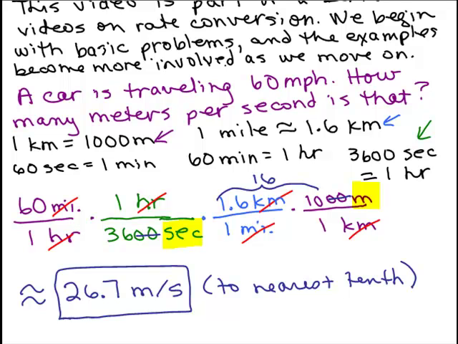So if you're in a car going 60 miles an hour, the car is going almost 27 meters per second. That's about 27 yards, right? You're going almost 100 feet per second. In fact, it'd be kind of cool to find out how many feet per second we're going. Let's do that in the next video.